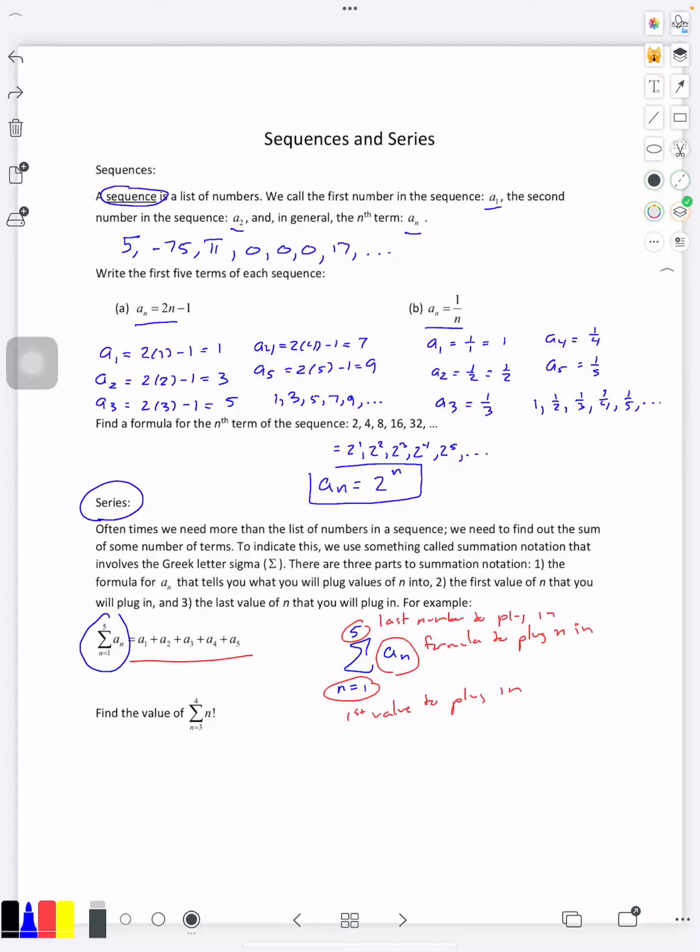Here's an example. I want to find the value of this series here. It starts with n equal to 3, so we plug 3 into the formula that we see. And we plug in the next number, 4, into the formula. And since 4 is the number on top, that means it's the last number we plug in. 3 factorial is 3 times 2 times 1, which is 6. 4 factorial is 4 times 3 times 2 times 1, which is 24. And so the answer to this series is 30. Okay, so whatever formula they have, whatever numbers they give you, you can plug them in and work out an answer to the problem.